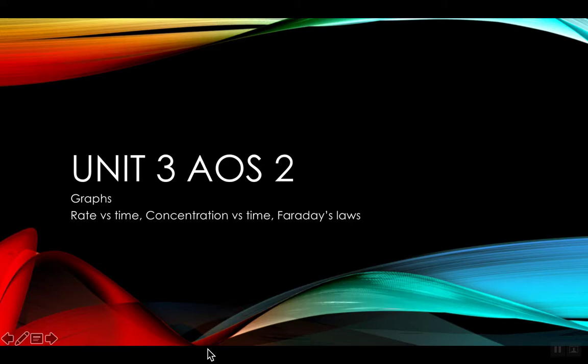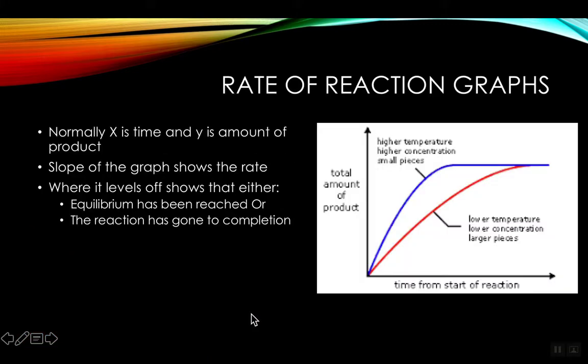Okay, this little video looks at specifics relating to the types of graphs you might find in Unit 3 Area of Study 2 and how you should attempt them and what little details to make sure you're paying attention to. So, first of all, rate of reaction graphs.